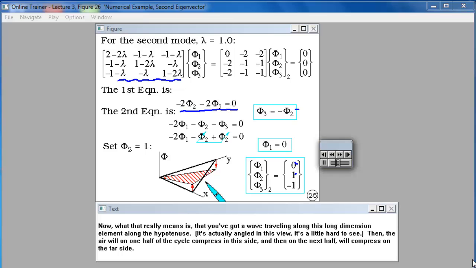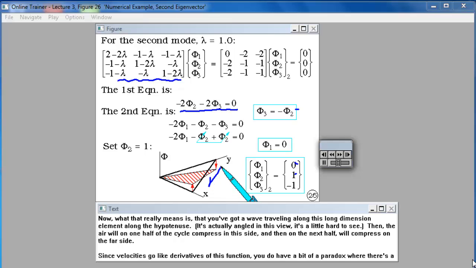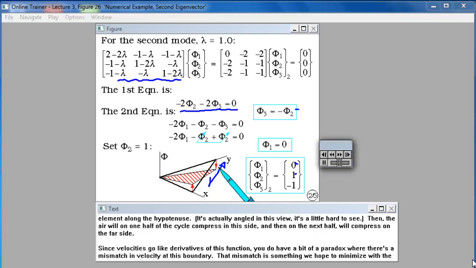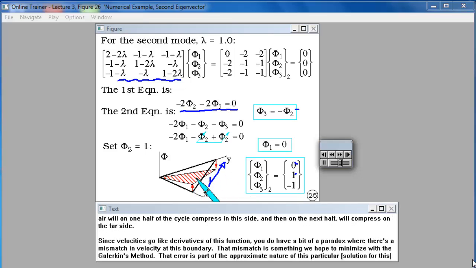Now what that really means is that you've got a wave traveling along this long dimension of the element along the hypotenuse. It's actually angled in this view here. It's a little hard to see, but then the air will on one half of the cycle compress in this side, and then on the next half will compress on the far side.